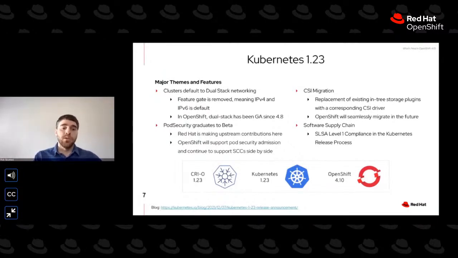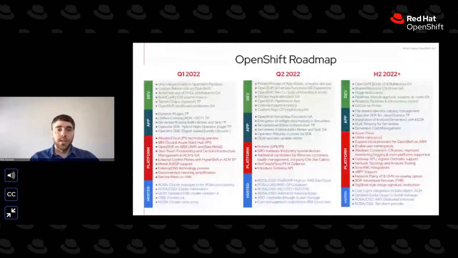So yeah, we've got CRI-O 1.23 coming in, Kubernetes 1.23. Then the roadmap, I'm not going to go over all of this. Feel free to pause your video or take a look at these slides when they end up on the Red Hat website. But we've got a ton of work going across the entire platform here. What you see in Q1 is most of the stuff that we're going to talk about today. And then a bunch of stuff going on for Q2.